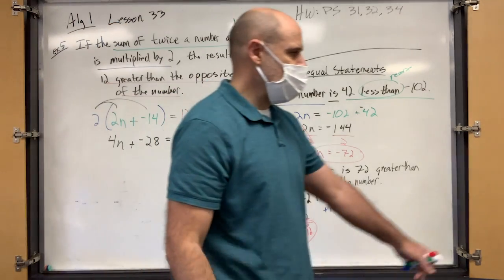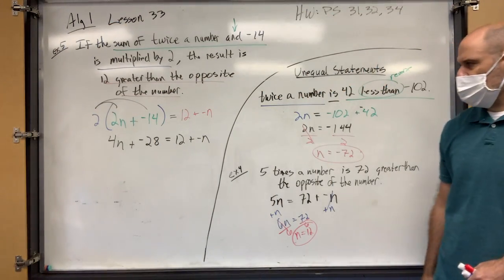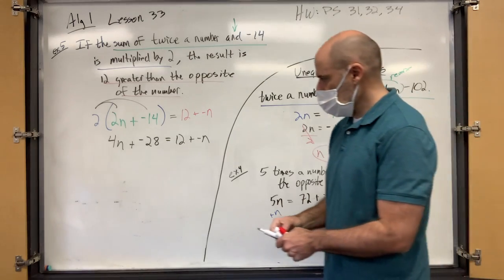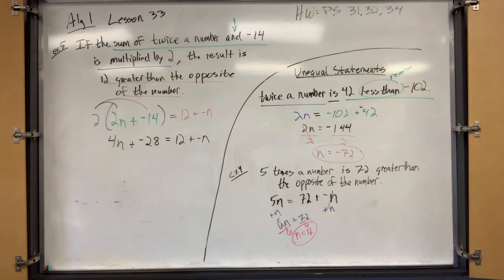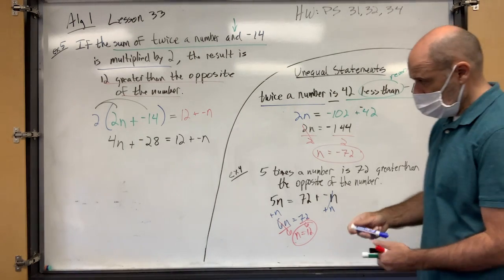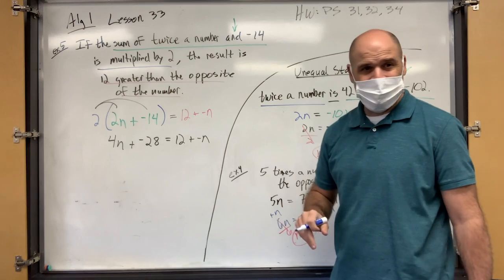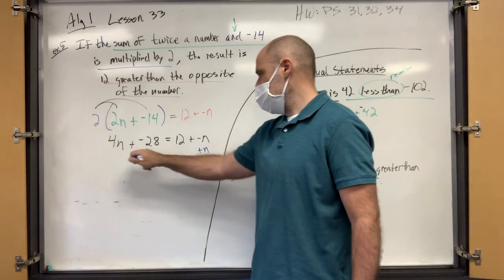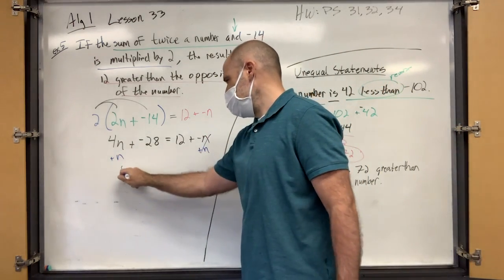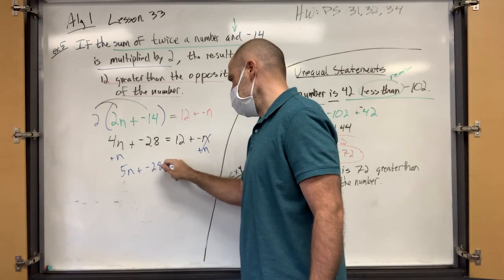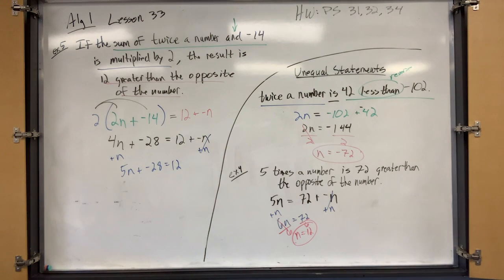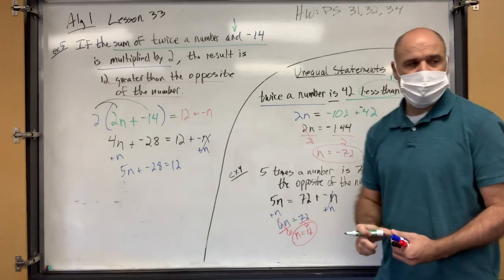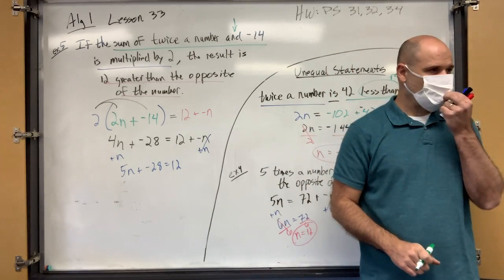So any like terms on the same side? Nope, so we're done there. Okay. So now move on to step blue. What do we do next? Yep, which one's a smaller variable? How do you get rid of negative n? Add n, good. So 5n plus negative 28 equals 12. Now get rid of the constant on the variable side. How do we get rid of plus negative 28? You add. It's negative 28, so you add.